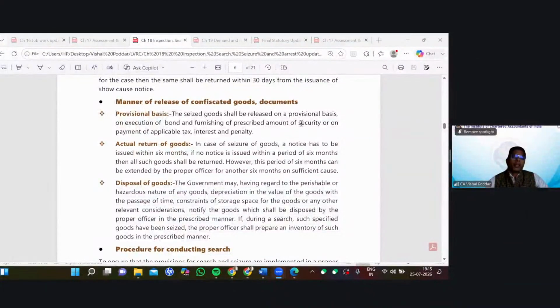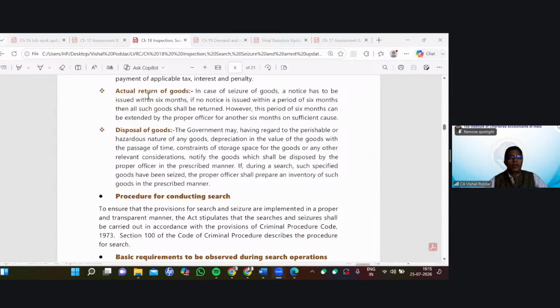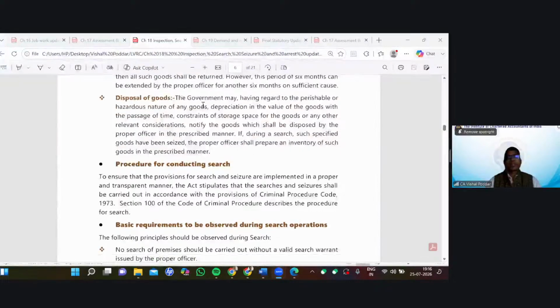Next, manner of release of confiscated goods and documents. First is provisional. The seized goods shall be released on a provisional basis on execution of bond and furnishing of prescribed amount of security. Then, final or actual return. In case of seizure, a notice has to be issued within 6 months. If no notice is issued within a period of 6 months, all goods which are seized shall be returned. However, the period of 6 months can be extended for a further 6 months by the proper officer.